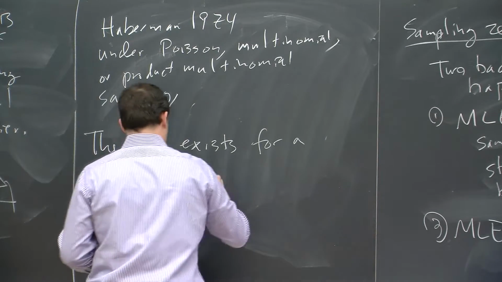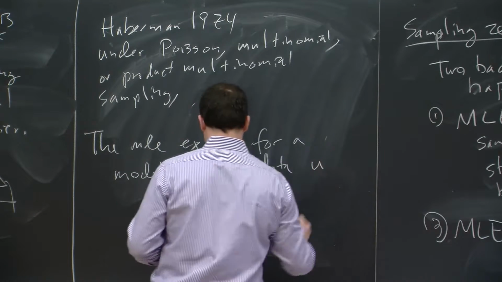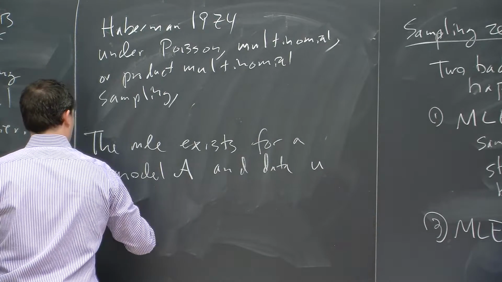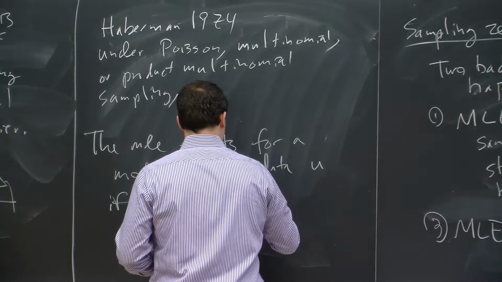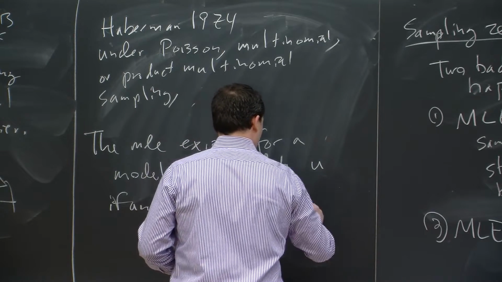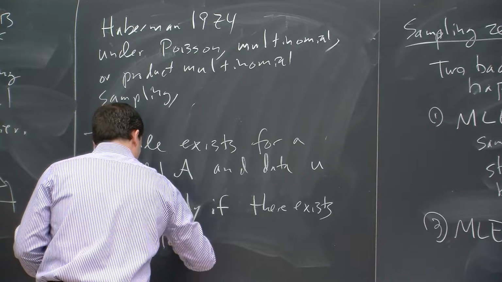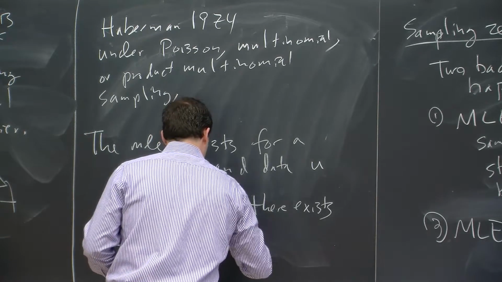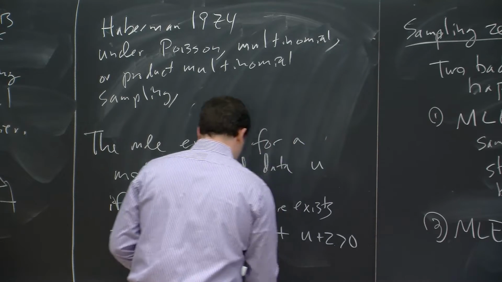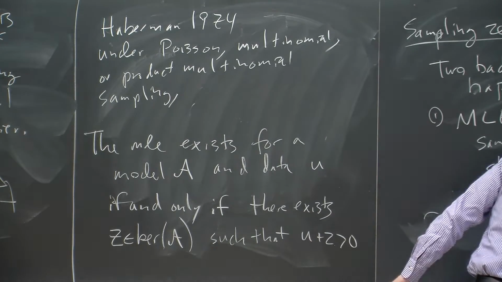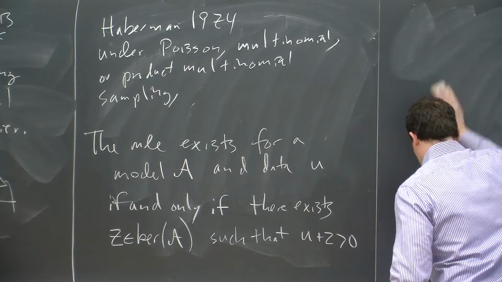I'm going to write A for a second, and data, let's call it U, if and only if there exists a vector Z in the kernel of the matrix A, such that U plus Z is strictly positive. So let's try to magnify that a little bit. See how that relates to some of the other things we've been discussing.